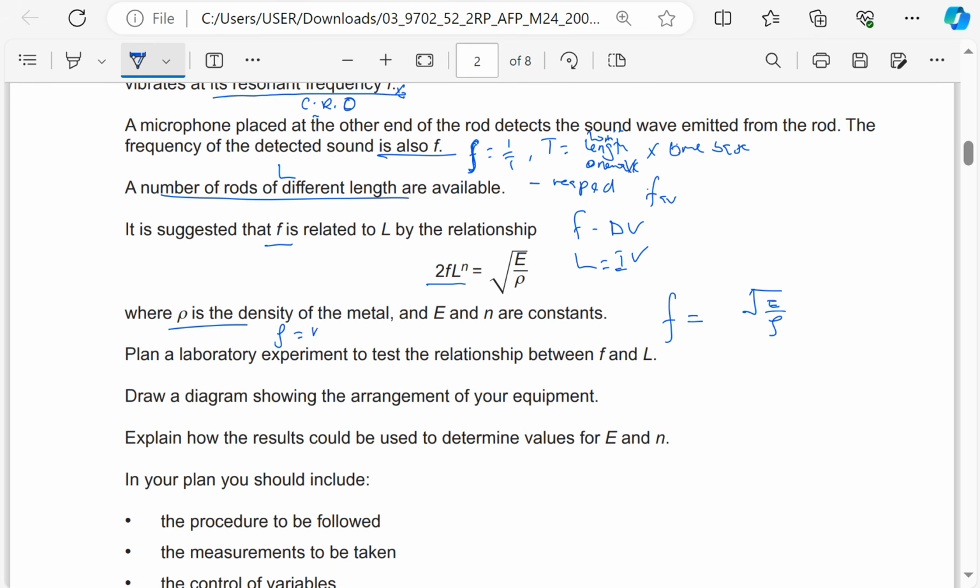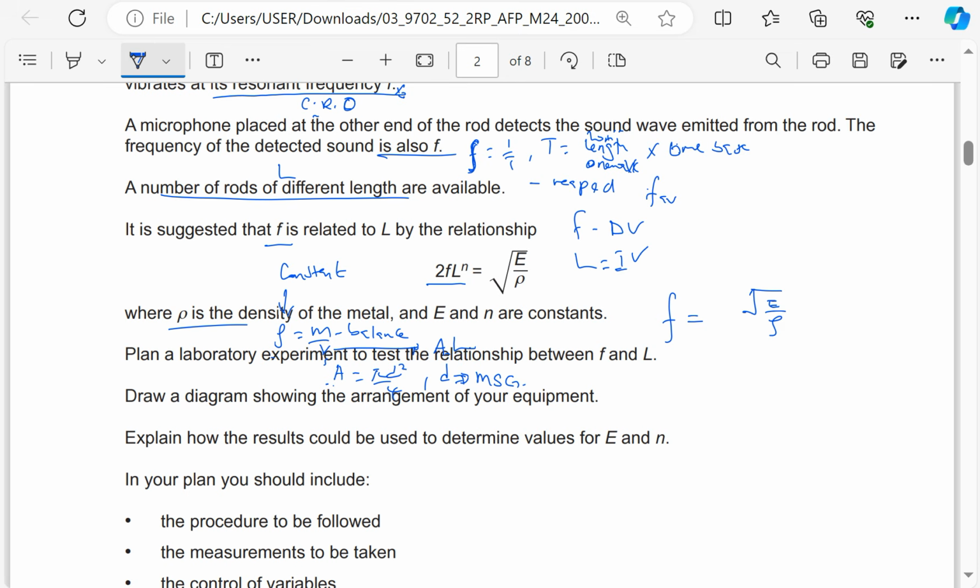Density is mass over volume, so I will need a balance to measure the mass. Then volume is cross-sectional area times length, where area is pi d squared over 4. So I will need the diameter, which is measured using a micrometer screw gauge. I will measure the diameter, use it to find the area, use the area to find the volume, then find the density from mass over volume, and the density should be the same. So it should be kept constant. It is a control variable.